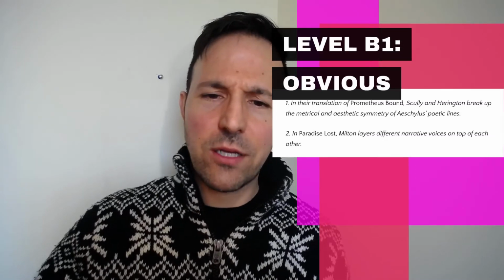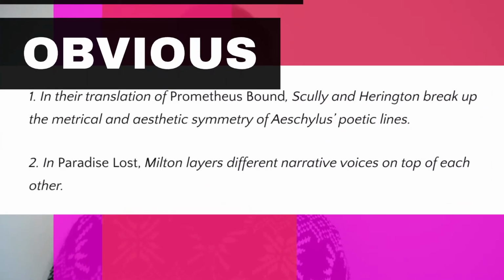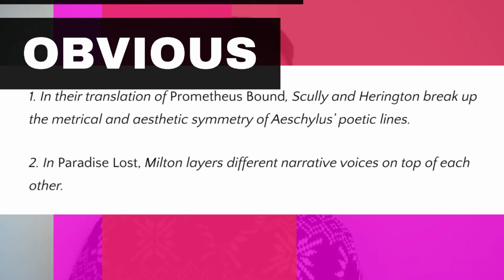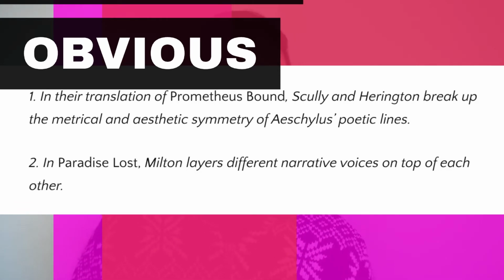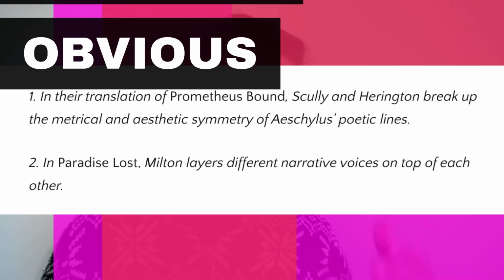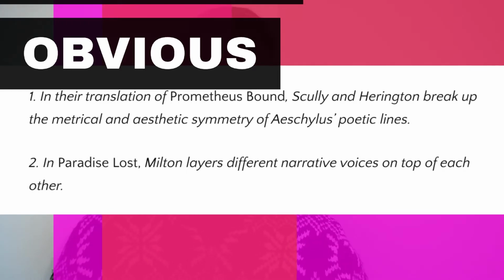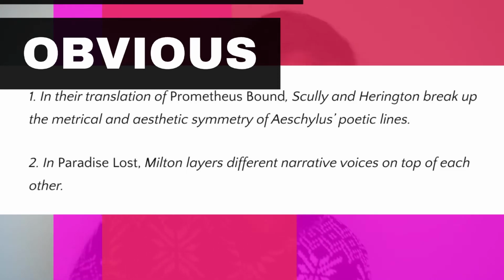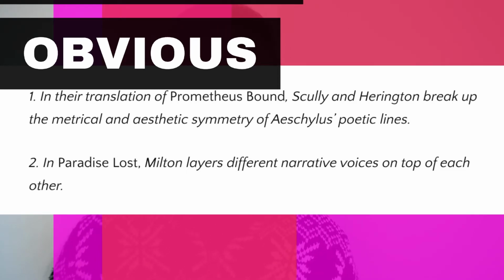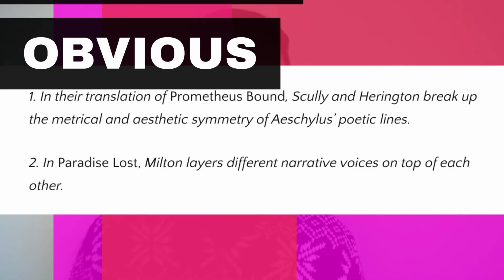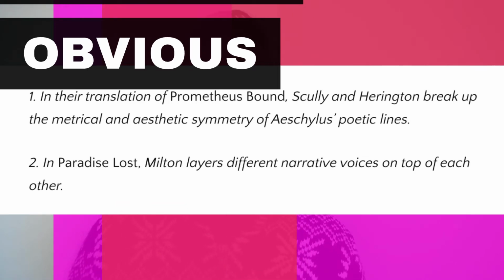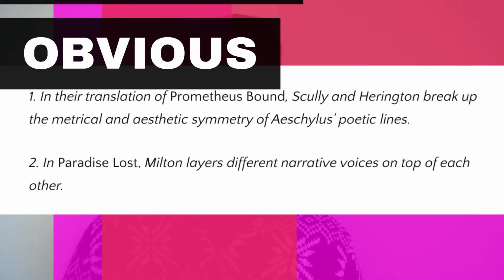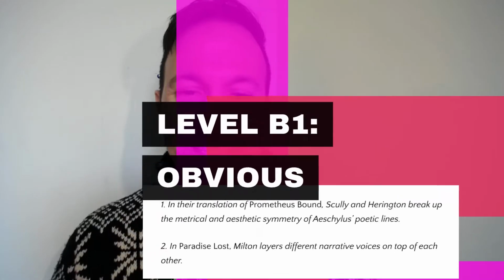Let's look at some examples of level B1 theses. Let's go with Prometheus Bound and Paradise Lost as my examples here. Level B1 thesis for Prometheus Bound: in their translation of Prometheus Bound, Scully and Harrington, the two translators we're talking about, break up the metrical and aesthetic symmetry of Aeschylus's poetic lines. Yes, they do. That's not something you can really argue, but that's what they do. It's an obvious thesis, right? Or, in Paradise Lost, Milton layers different narrative voices on top of each other. Yes, correct. That's not a thesis, right?